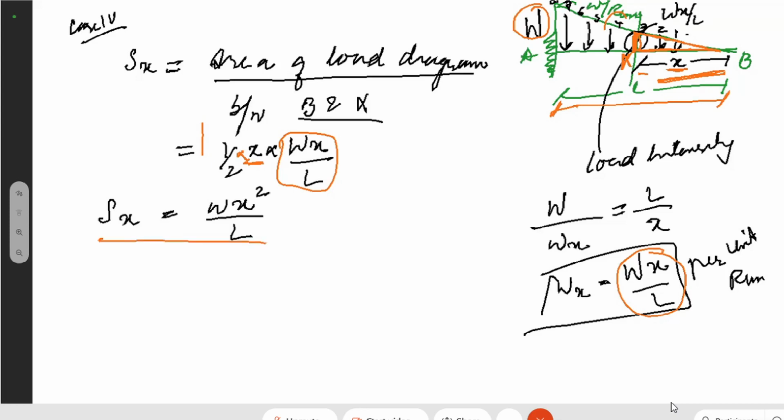Is it clear now? Yes sir. Wx square by 2L. No, this is half of base, Wx square. This is Wx square by 2L.